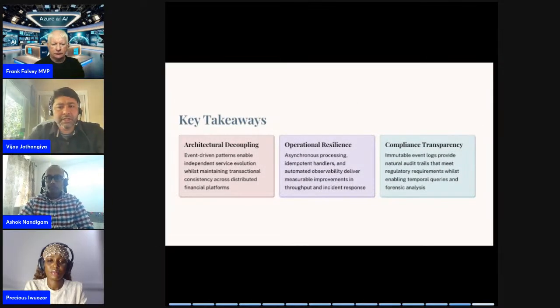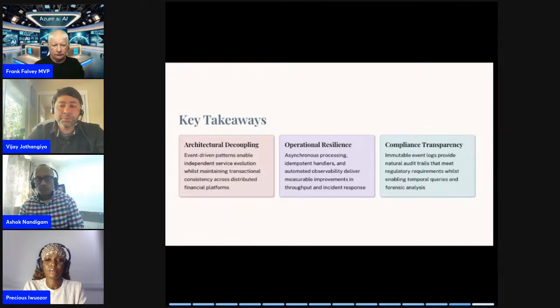To conclude, there are 3 key takeaways for me. First, architectural decoupling enables independent service evolution while maintaining transactional consistency. Second, operational resilience is achieved through asynchronous processing, independent handlers, and automated observability. Third, compliance transparency emerges naturally from immutable event logs and temporal query capabilities. Event-driven finance enables accuracy, resiliency, and auditability at scale.